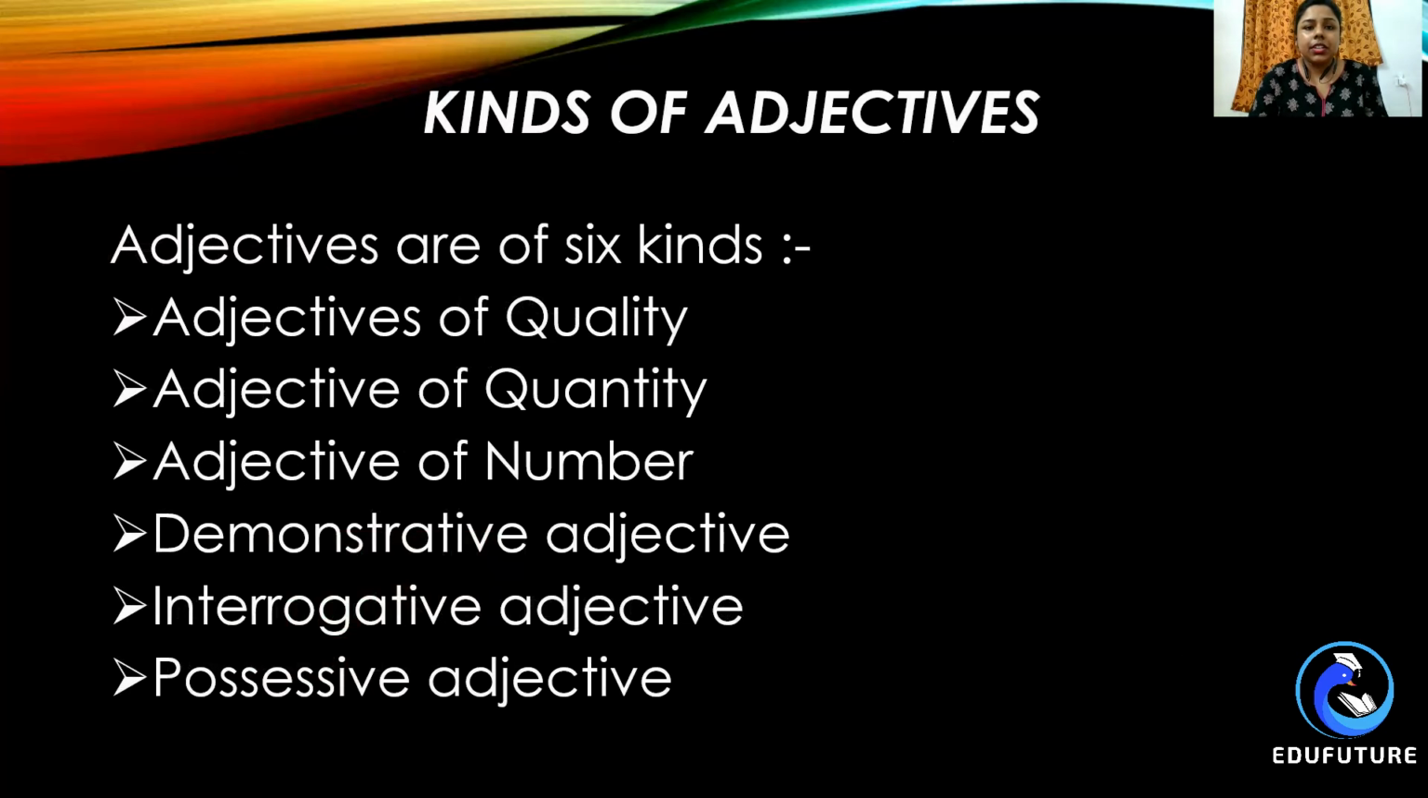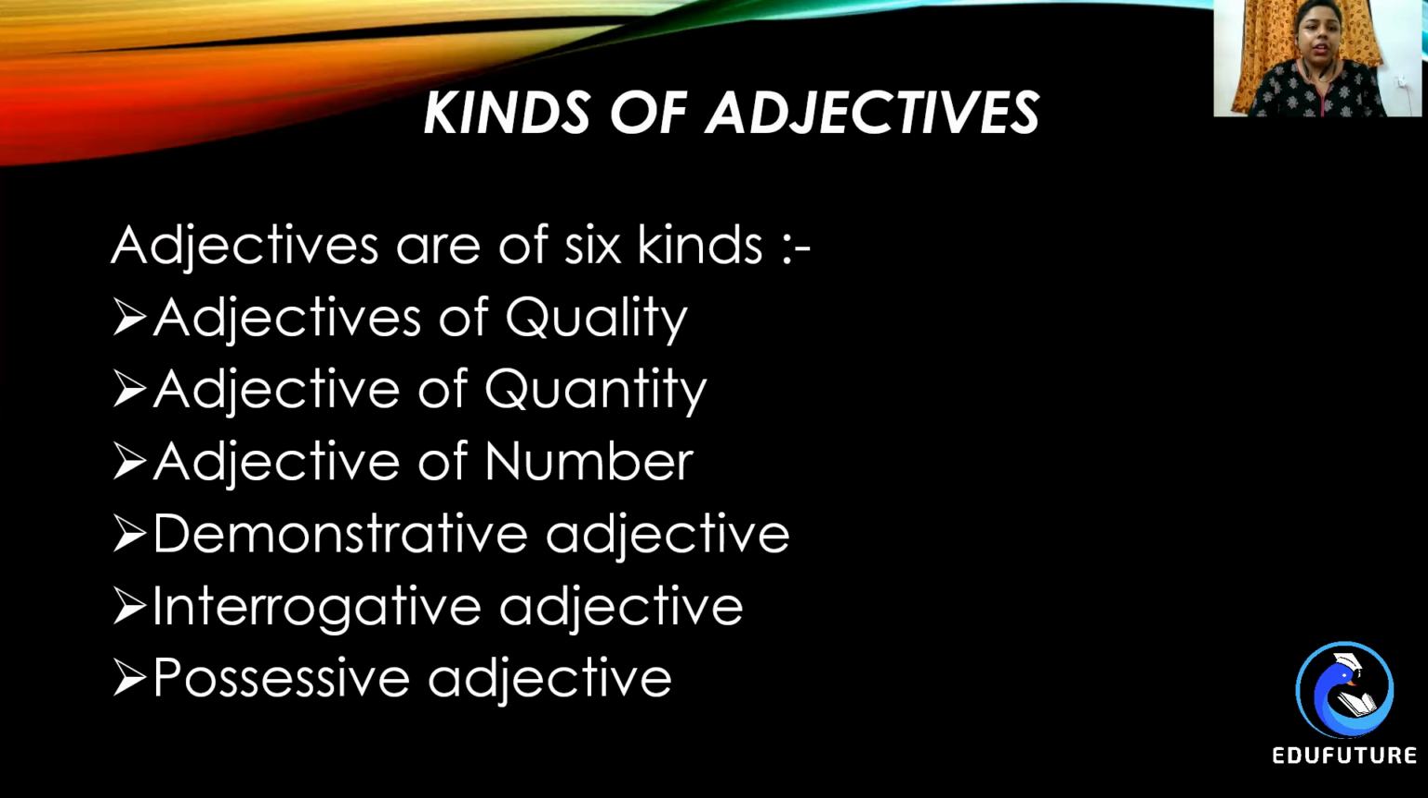Kinds of adjectives. How many kinds of adjectives are there? There are basically 6 kinds of adjectives. What are they? First is adjectives of quality. Second, adjective of quantity. Third, adjective of number. The fourth one, demonstrative adjective. The fifth adjective is interrogative adjective. And the last one, the sixth one, is possessive adjective.